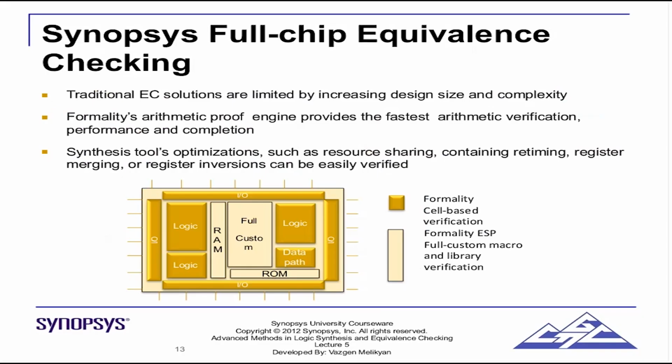This is again a marketing slide. It tells us that Formality's algorithms are pretty good at doing fast verification. They are good on the performance side. They are less compute intensive and so on. It has a lot of tool optimization techniques. A lot of DC's design optimization techniques like resource sharing, retiming, register merging, or register inversion are easily verified. So this figure is a very good figure which tells what all can be targeted by Formality.